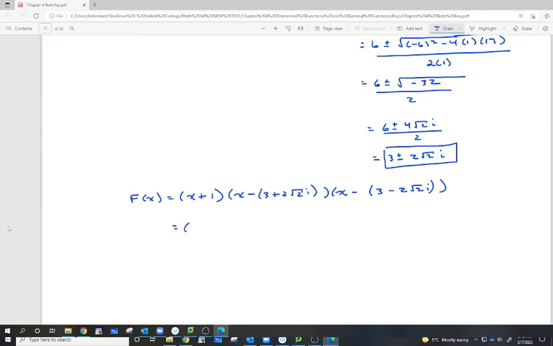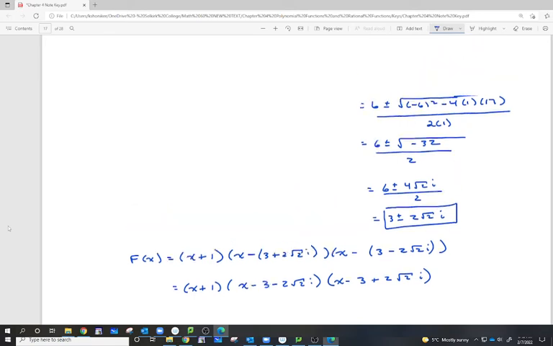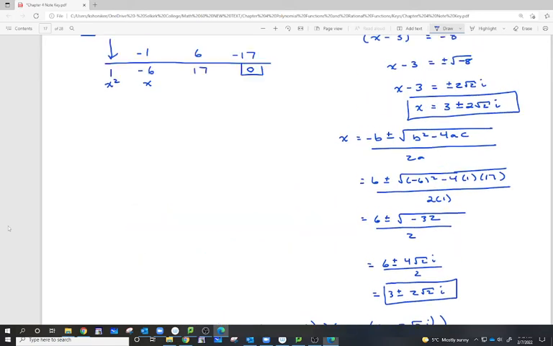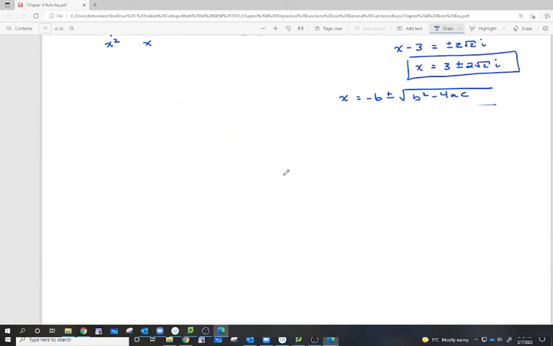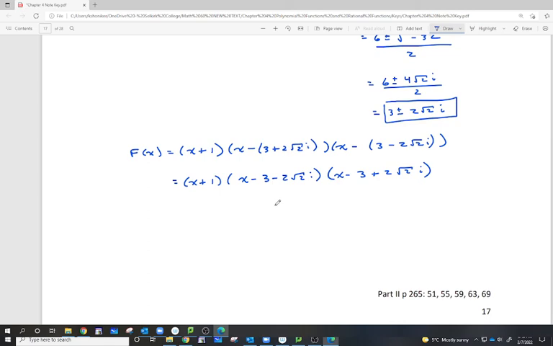Then I'm going to simplify, so I get (x plus 1) times (x minus 3 minus 2 root 2 i) times (x minus 3 plus 2 root 2 i). And that's my final answer. This question didn't ask me for the zeros. If it did, I could have stopped at negative 1 and 3 plus or minus 2 root 2 i. This asked me for just the linear factors. If I wanted to check it, I multiply it back out, and I should get back to the polynomial function.